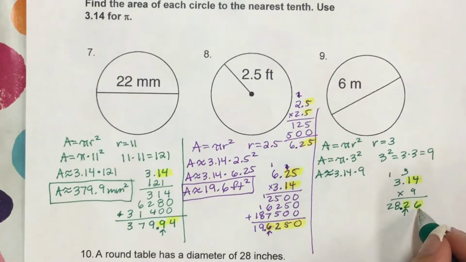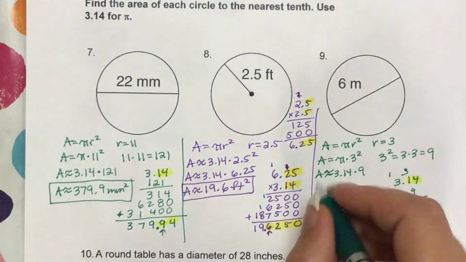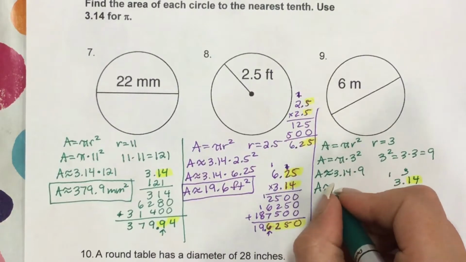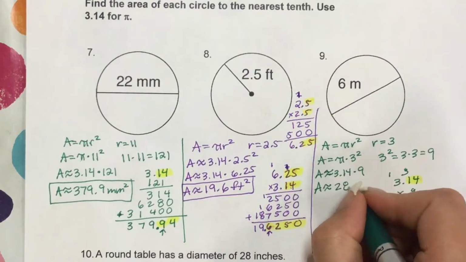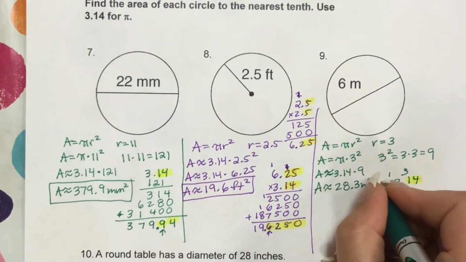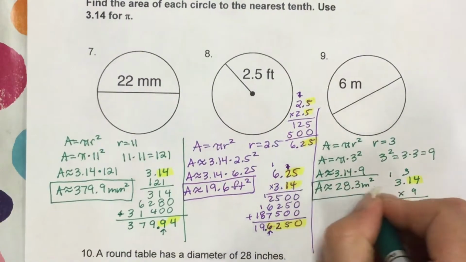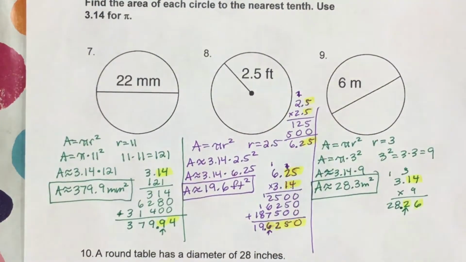And so is this 6 bigger than a 5? Is it a 5 or above? It is. So that means this is going to round our 2 to a 3. So the area is going to be approximately 28.3 meters squared. So if you got that one, great job.